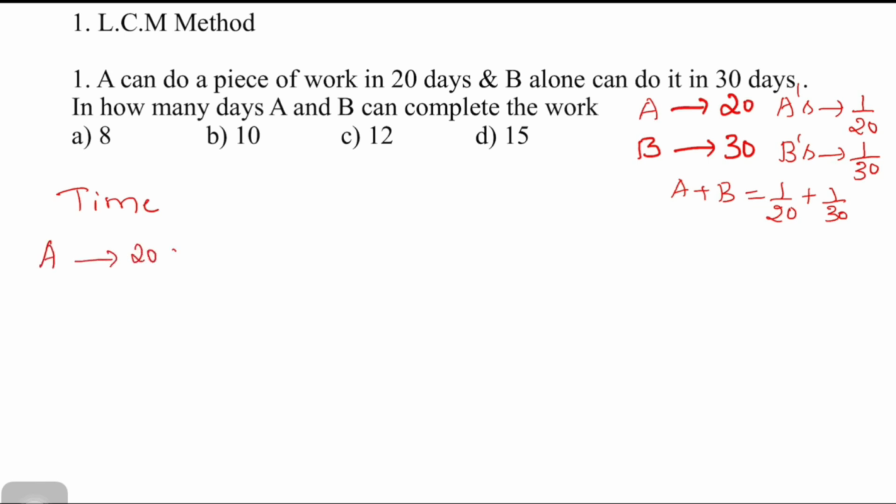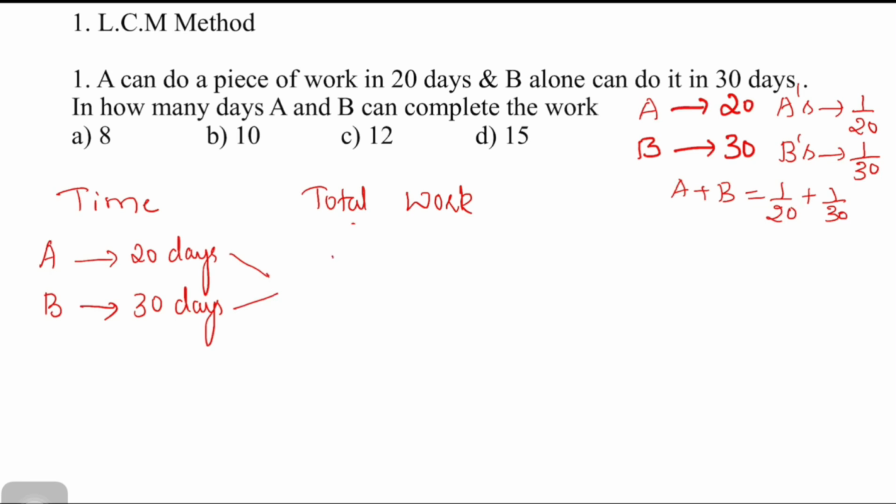20 days. Then B will take how many days? 30 days. So the total work is what? The LCM of these two, 20 and 30. The LCM itself is the total work. LCM of 20 and 30 is how much?